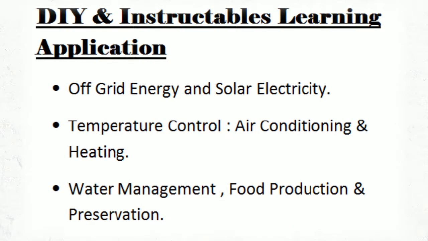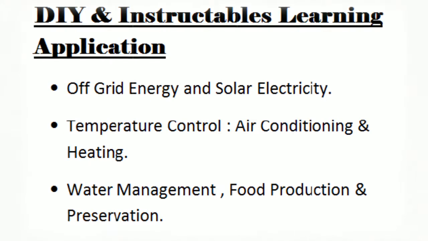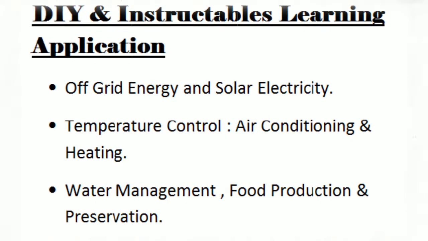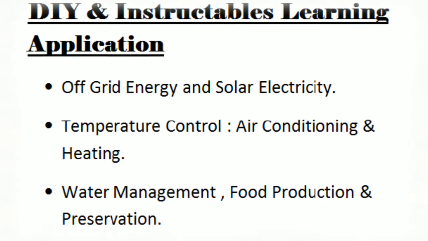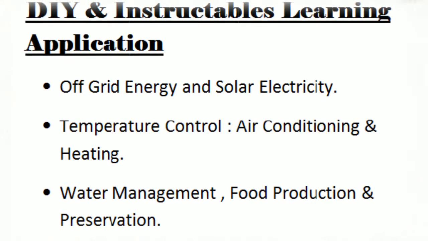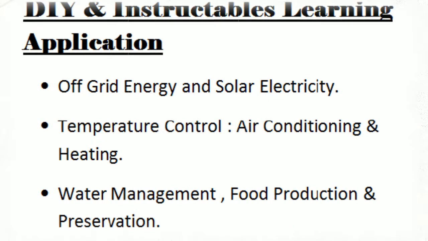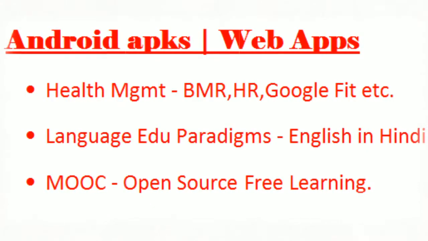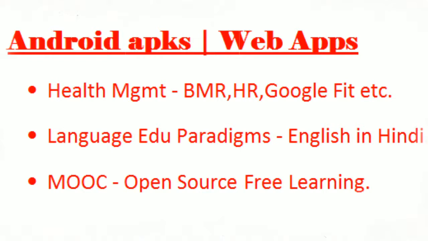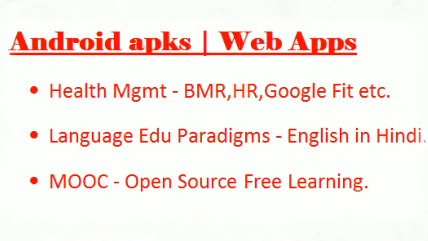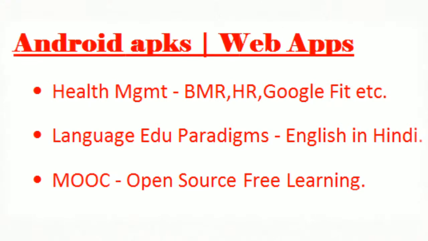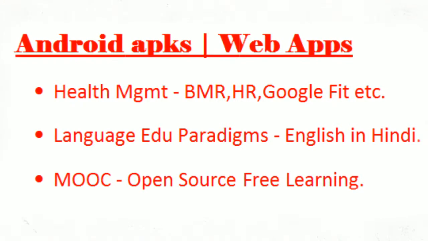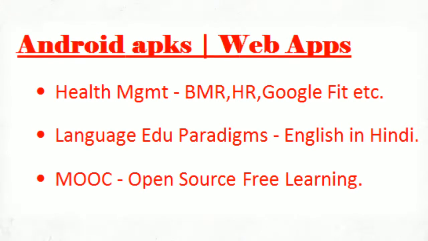DIY and instructables can also assist in information procurement and management about off-grid and solar energy, temperature control, cooling and heating systems, water management, food production and preservation. Android APKs and low-resource, versatile, progressive web apps can help in health management by measuring basic metabolic rate. Apps can also calculate the heart rate. Apps like Google Fit can monitor fitness level.